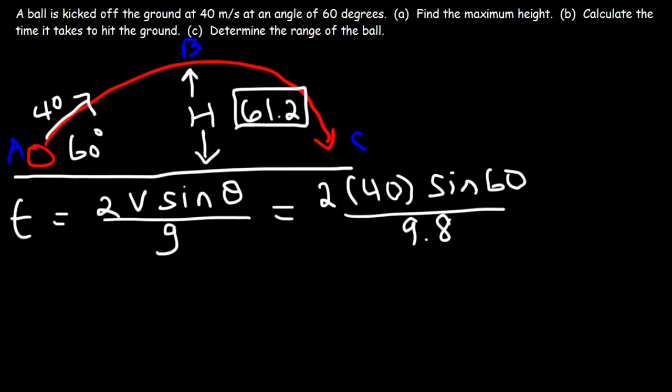So 2 times 40 is 80. 80 sine 60 is 40 root 3, or 69.28. And if you divide that by 9.8, you should get 7.07 seconds. So that's the time it takes to go from position A to position C.